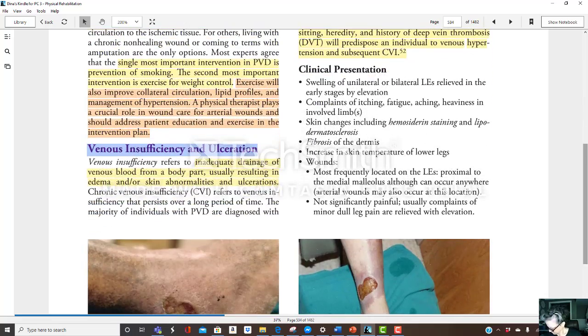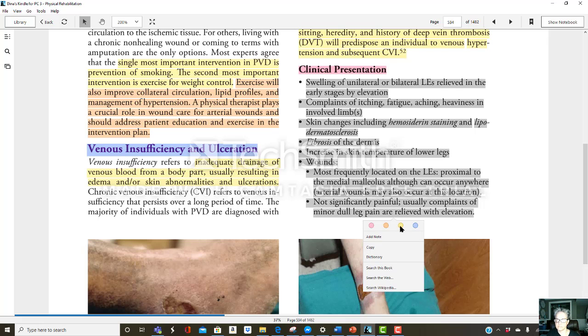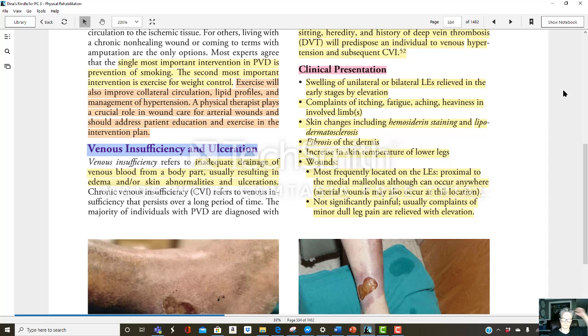Clinical presentation: swelling, unilateral or bilateral, is relieved in the early stages by elevation. Complaints of itching, fatigue, aching, and heaviness in the involved limb, skin changes including hemosiderin staining and lipodermatosclerosis, fibrosis of the dermis, and increase in skin temperature of the lower legs. Wounds are most frequently located on the legs, proximal to the medial malleolus, although they can occur anywhere. Arterial wounds may also occur at this location. Venous wounds are not significantly painful. Usually complaints of minor dull leg pain are relieved with elevation.